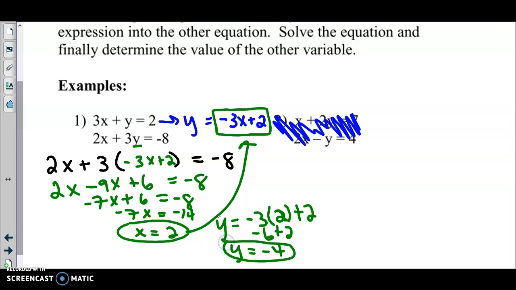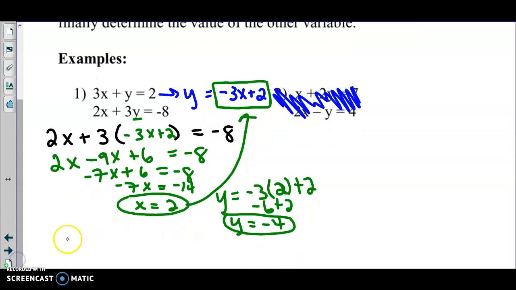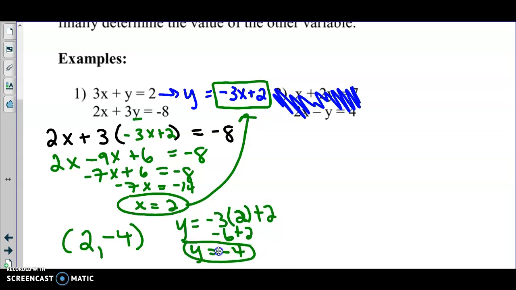Be careful, you're not always solving for x first. So just be careful when you write your answer, you write it as a coordinate, and you write it in the correct order, x comma y. Can I move this stuff so I can get to number 2? Yes, perfect, okay.